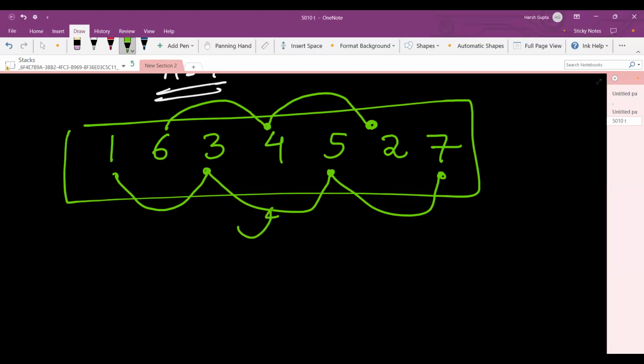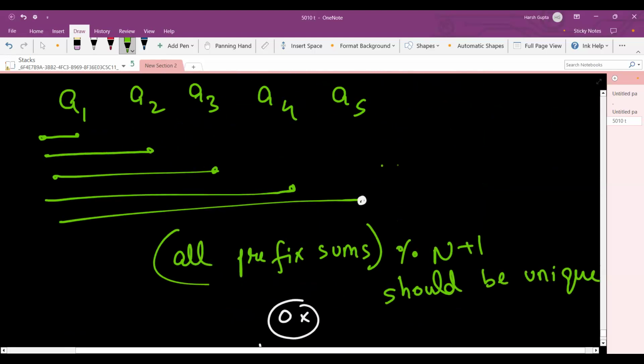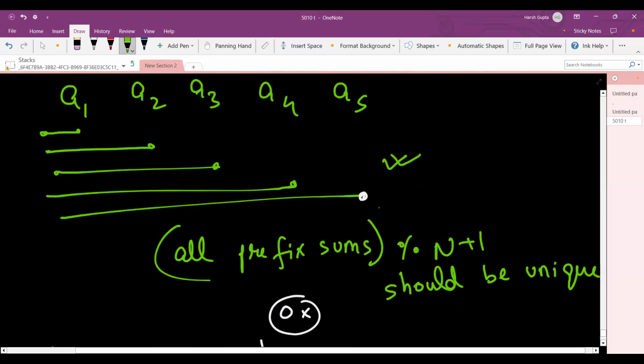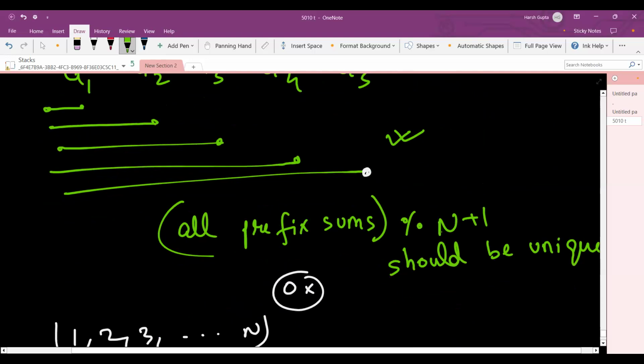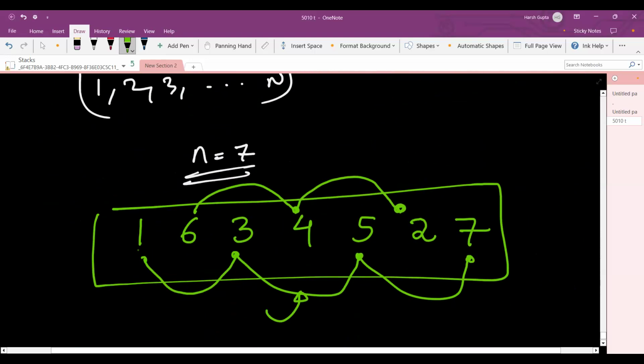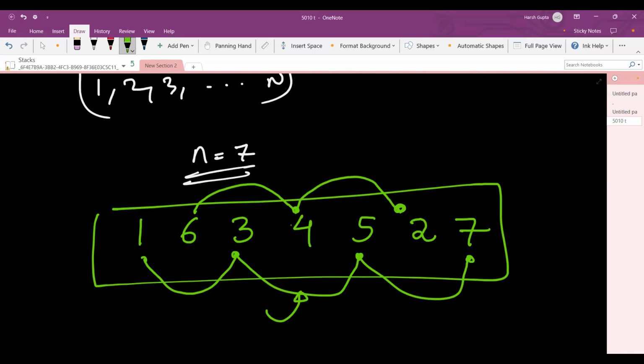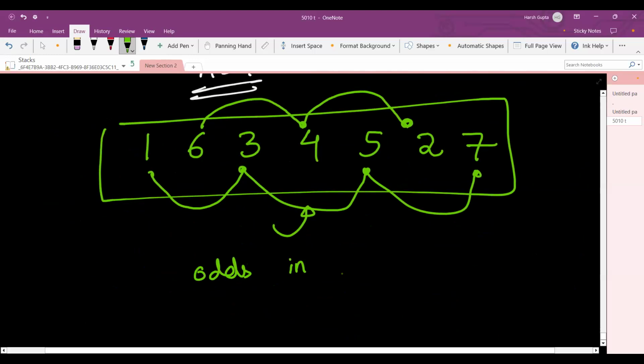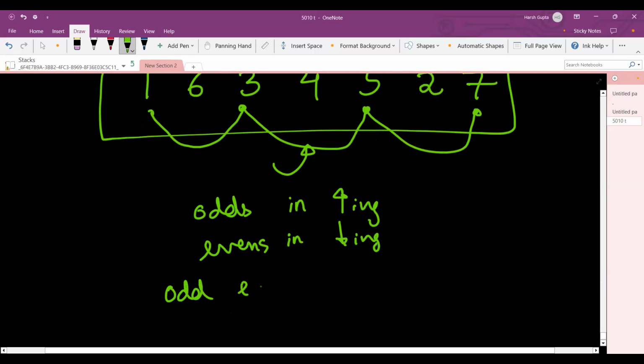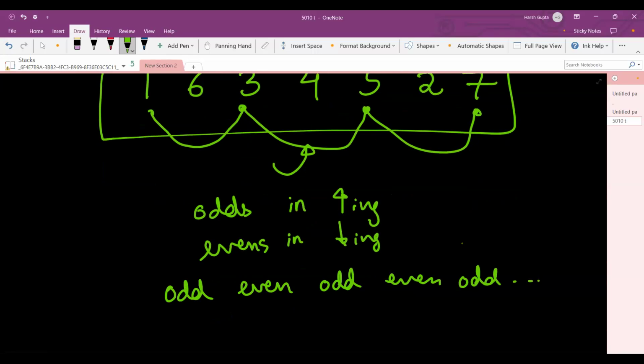Not a complete proof for this, but this is how you can check whether a particular permutation is working or not, by seeing whether all prefixes modulo n plus 1 are unique or not. Simply odd numbers in ascending order and even numbers in descending order, with an odd, even, odd, even, odd, even pattern. So basically I'm printing odds in ascending and evens in descending, starting with odd, something like this.